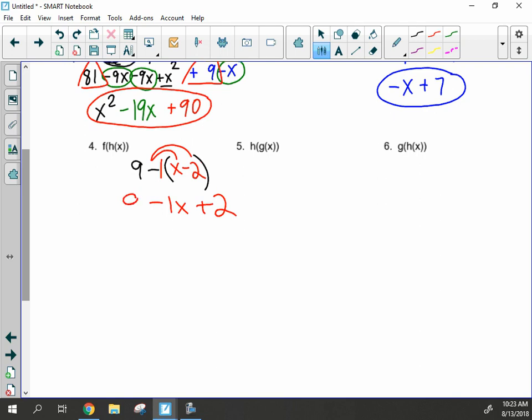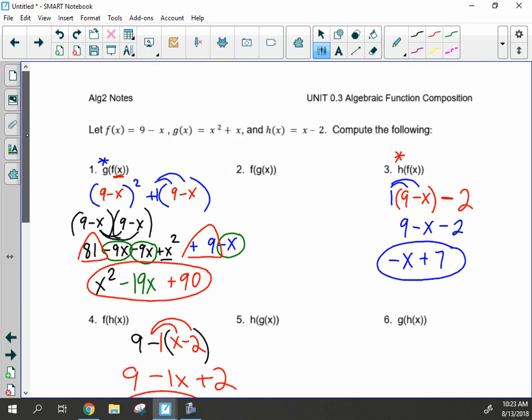Let's see, number 5. What does number 5 say? G of x inside. I want you guys to try number 5 by yourself, like completely by yourself. Set it up, put it in, and then simplify it. I'll give you 62 seconds. I don't know if you're going to need all 62 seconds.